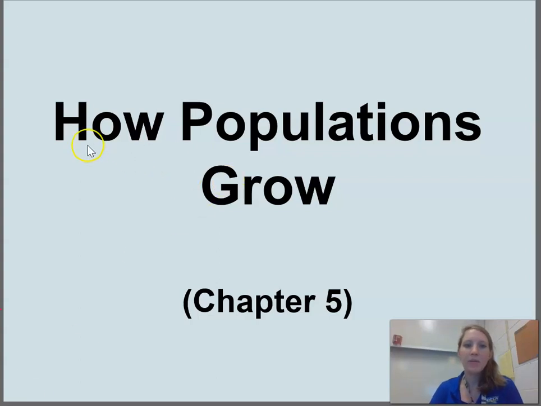Hey guys, so today I'm going to continue with our notes on Unit 1, our ecology unit. We are in Chapter 5 and we are going to talk about how populations grow.